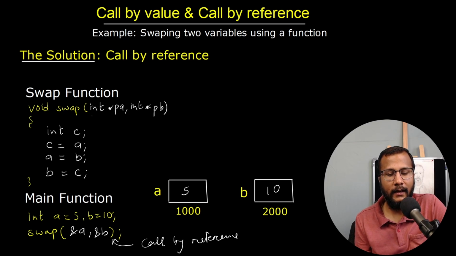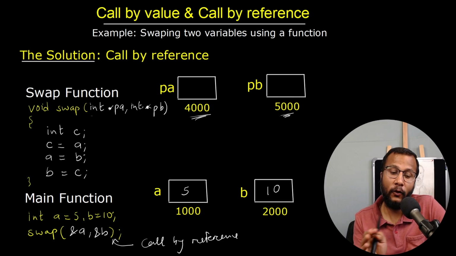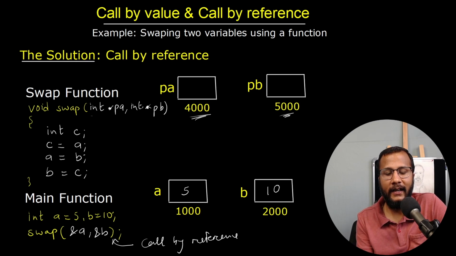What I've done is I've created a pointer variable. PA is a pointer that can hold the address. Let's say PA is occupying the address 4000. PB is one more pointer. It can hold the address of an integer variable. It is occupying the address 5000. Now PA and PB are local to whom? They are local to the swap function. A and B are local to the main function, right? I create a variable C, and let's say it occupies the memory address 3000.